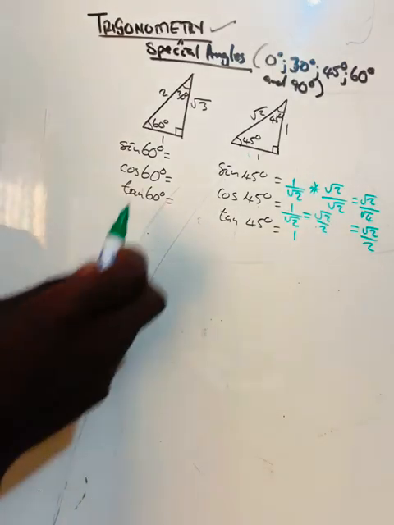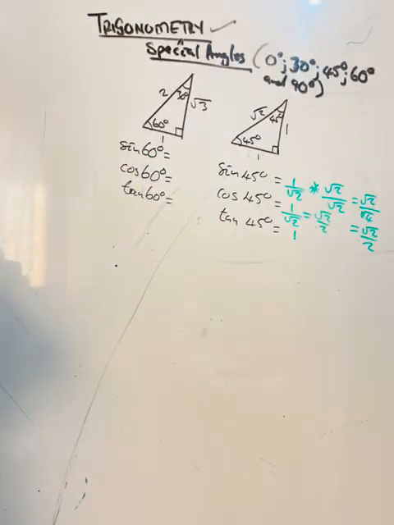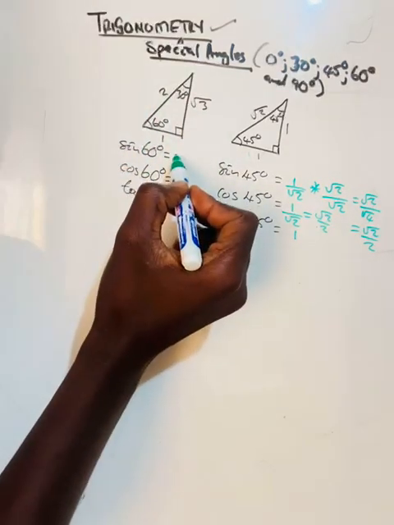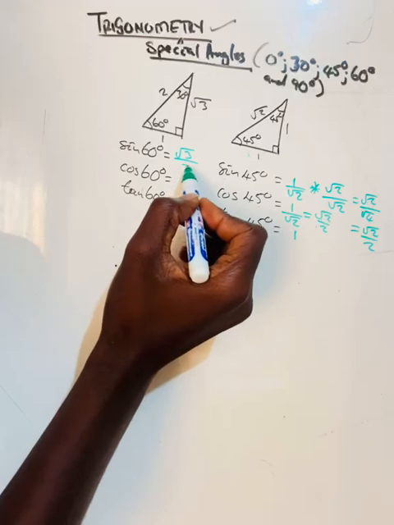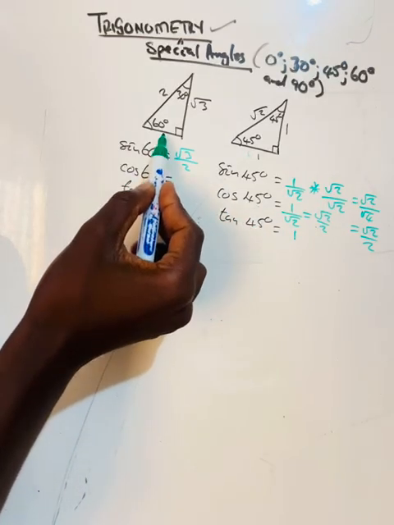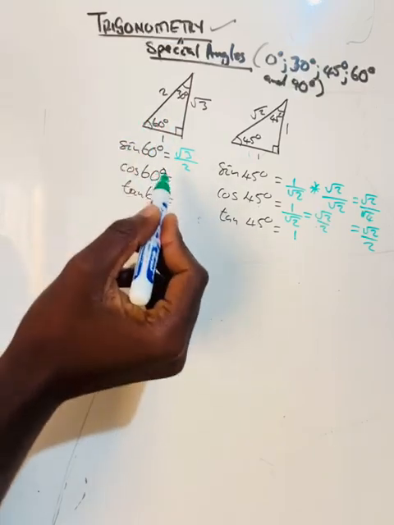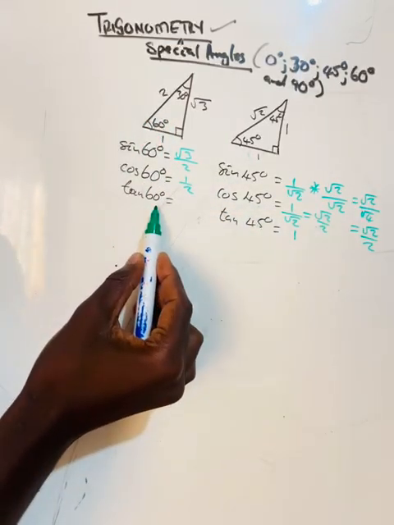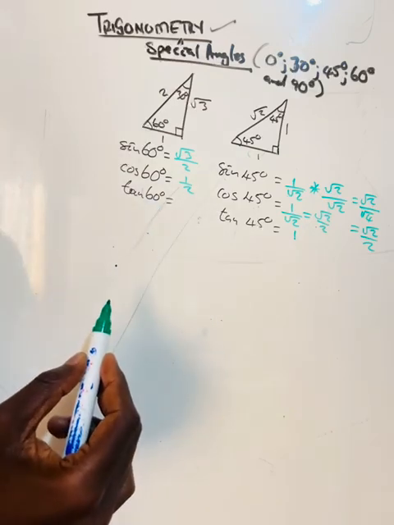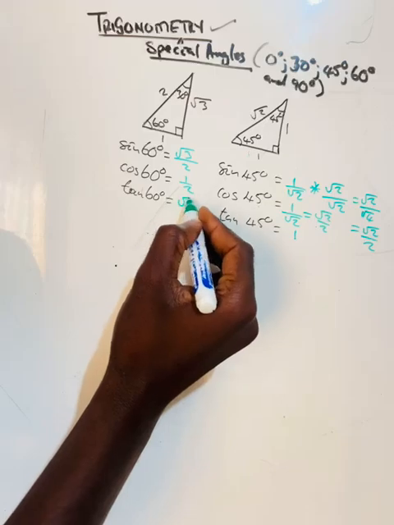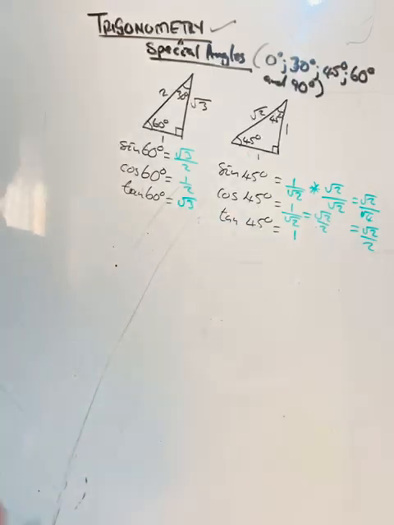Then we go to sin 60 degrees. On sin 60 degrees, what do we have? Opposite, which is square root of 3, and our hypotenuse is 2. Square root of 3 over 2. Cos 60 degrees, it's adjacent over hypotenuse, which is 1 over 2. Then we've got tan 60 degrees. What is tan 60 degrees? We've got opposite over adjacent, which is square root of 3. Simple. So this is how you use your special angles.